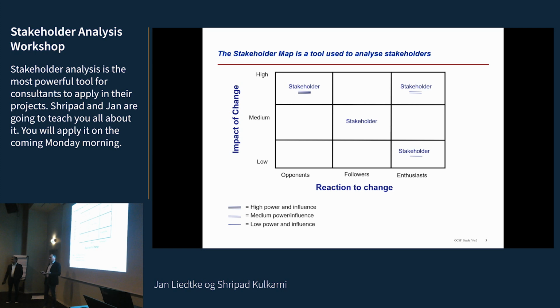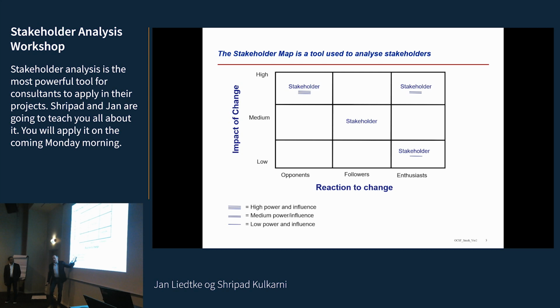For example, we placed a stakeholder right here in the upper left corner. So high impact of change, and the reaction to change is rather opposing. And this stakeholder has a high power and influence. So here we can see immediately, and everybody in this group exercise will see then, and say, this is the person I have to deal with.